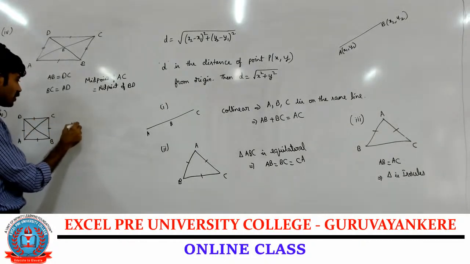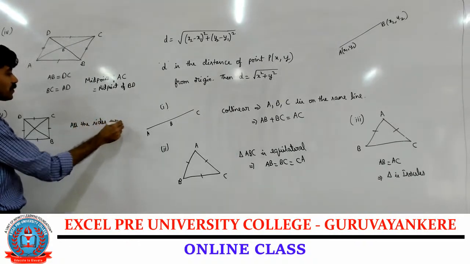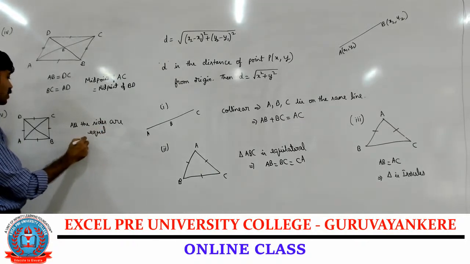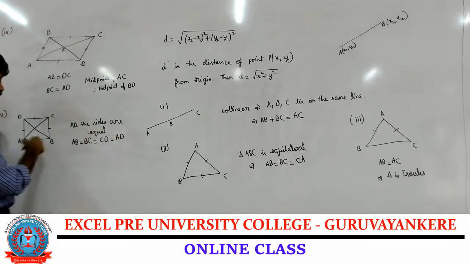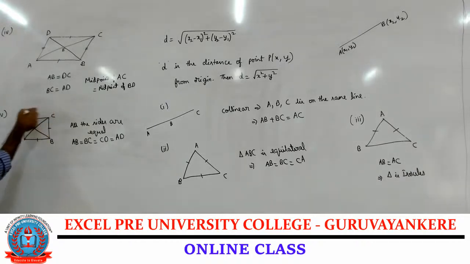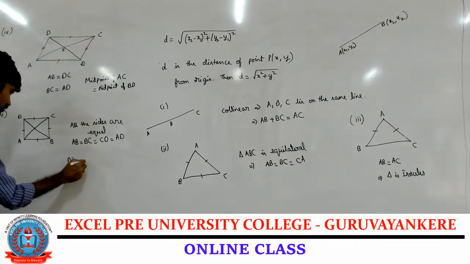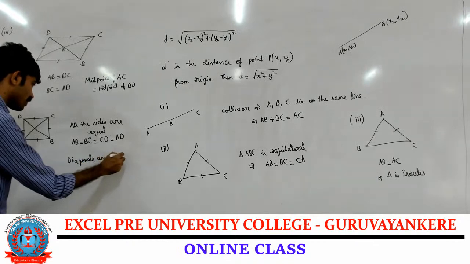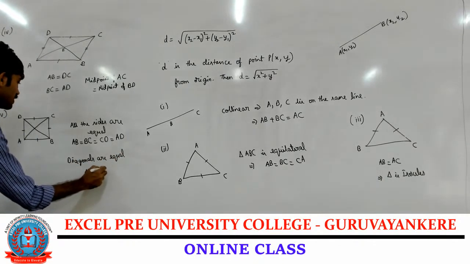All the sides are equal in case of a square. That is AB is equal to BC is equal to CD is equal to AD. Further, diagonals are equal. That is AC is equal to BD.